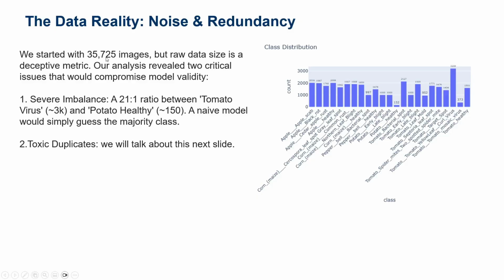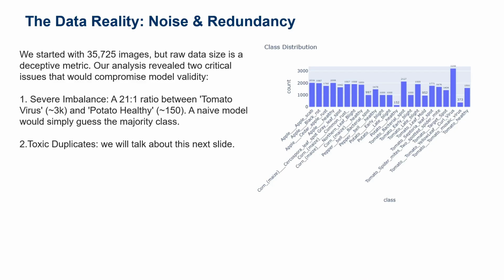At first glance, our dataset appears quite large, with over 35,700 images. However, size can be misleading. Once we analyzed the dataset more carefully, we discovered two major issues that would seriously impact model reliability.